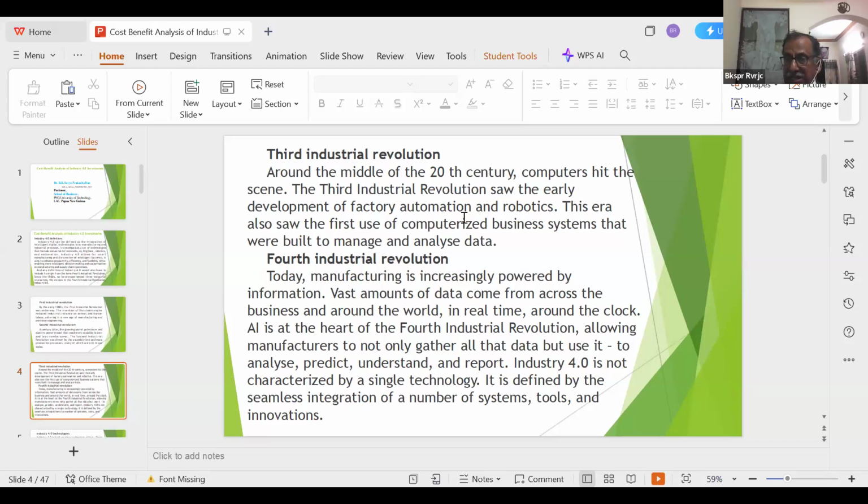Artificial intelligence is the heart of the fourth industrial revolution, allowing manufacturers to not only gather all the data but use it to analyze, predict, understand, and report. Industry 4.0 is not characterized by a single technology. It is defined by the seamless integration of a number of systems, tools, and innovations.